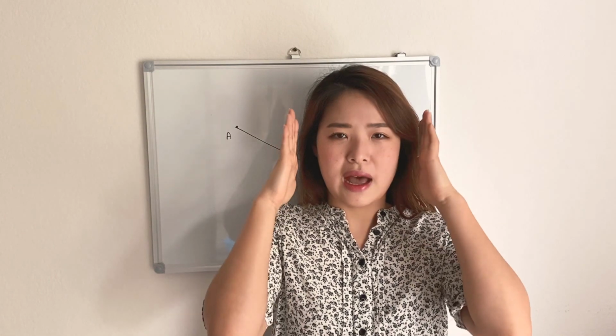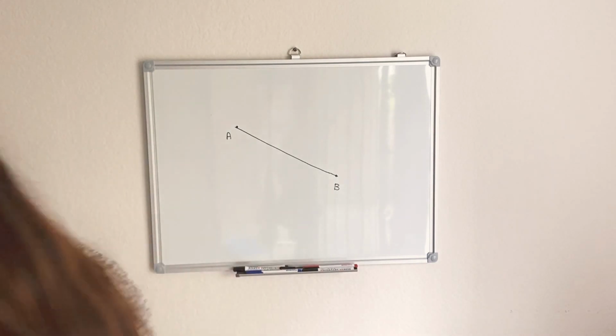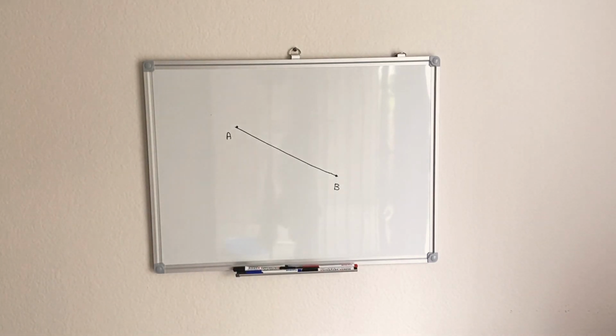Now I need you to put your hands up like this. And this is called line segment. Line segment, because the line has to stop at a certain point. Line segment. It's like you're cutting the line, right? Line segment. Does that make sense? Perfect. Now let's move on to the next lesson.